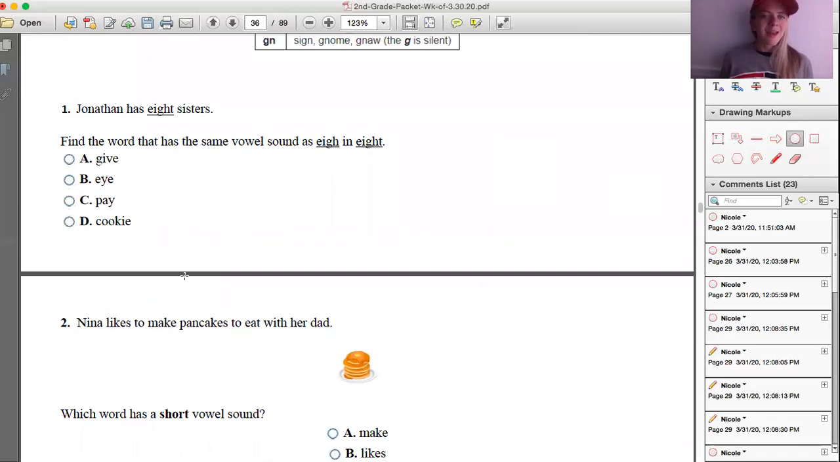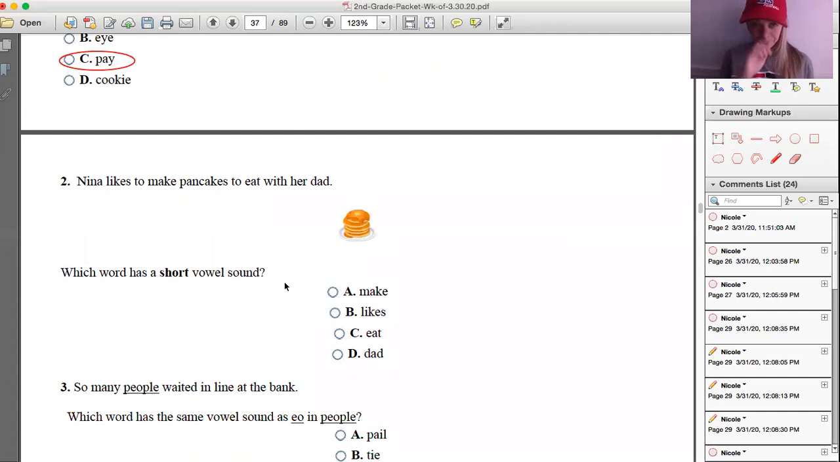Number 1, Jonathan has 8 sisters. Find the word that has the same vowel sound as A in 8. Give. Does that have A? I. Does that have A? Pay. Does that have A? Cookie. Does that have A? Your answer should have been pay. 8. Pay.